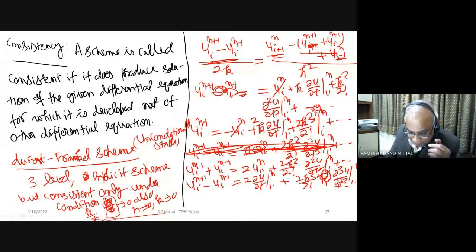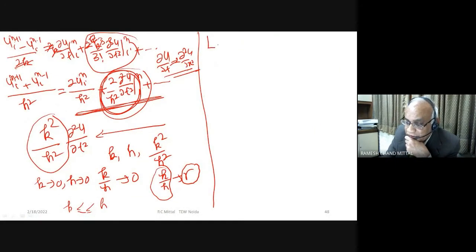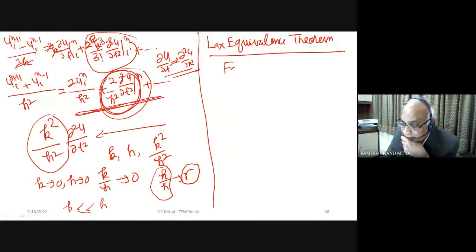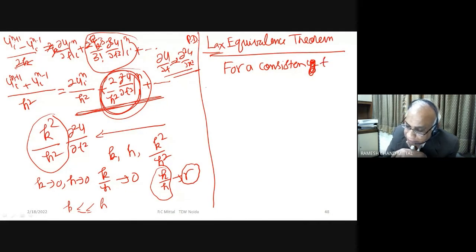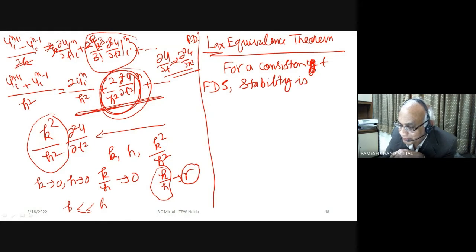Now I come to the connection between these three. So there is the Lax equivalence theorem. This is Lax, one of the giants of differential equations, more of partial and hyperbolic equations. What it says is that for a consistent finite difference scheme, stability is a necessary and sufficient condition for convergence.